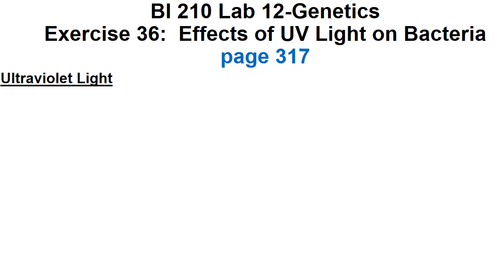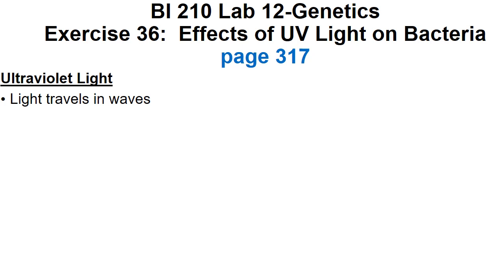So we're going to begin a discussion with a little background on ultraviolet light. Ultraviolet light is also known as UV light, and we primarily think of UV light coming from the sun or tanning beds. UV light can not only alter bacterial DNA, but it can also alter our DNA and cause cancer. So let's talk about what UV light is.